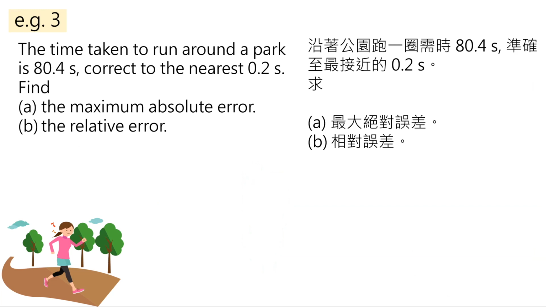This example says that the time taken to run around a park is 80.4 seconds, corrected to the 0.2 second. First, we need to find the maximum absolute error. Remember that the definition of the maximum absolute error is equal to the scale interval divided by 2. And here we can see it's corrected to the nearest 0.2 second. Therefore, we can deduce that the scale interval is 0.2. So we plug it into the equation.